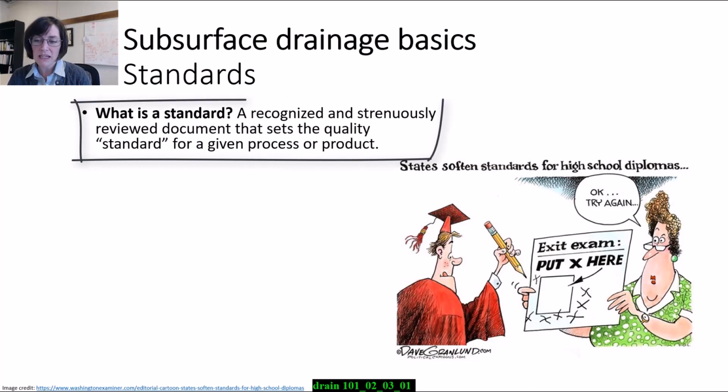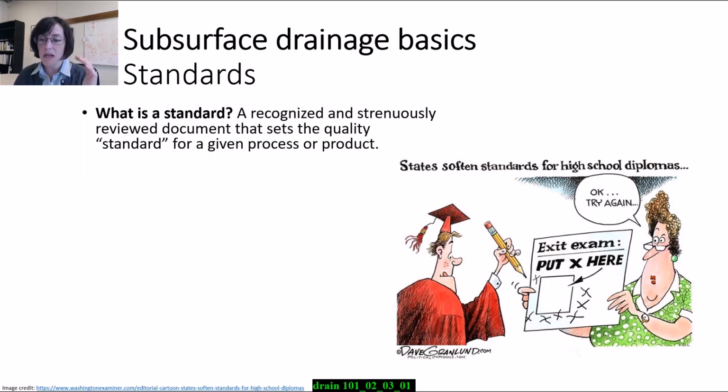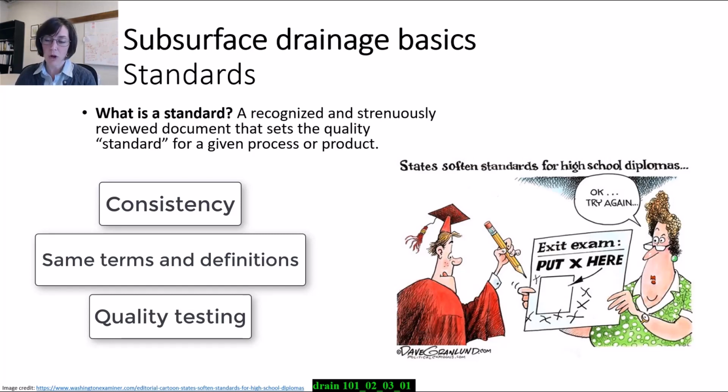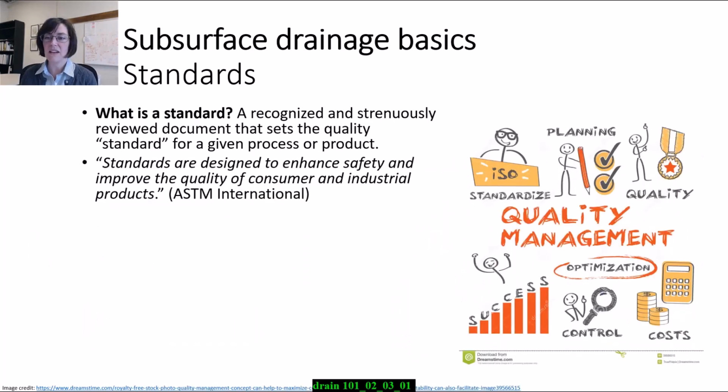A standard is a recognized and strenuously reviewed document, a physical document that sets a standard for a given product or process. For example, our curriculum standards. A standard sets the minimum bar that needs to be achieved for a given process or product. Standards ensure that characteristics and performance of products are consistent, that people are using the same definitions and terms, and that products are tested for quality in the same way. You can have design standards, product standards, curriculum standards. For us, conservation practice standards.